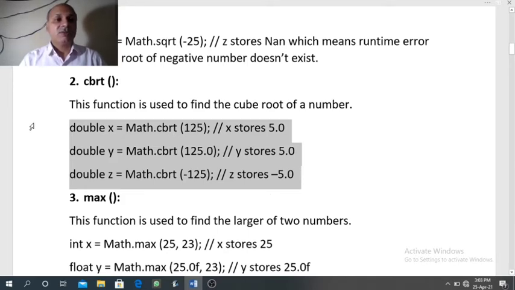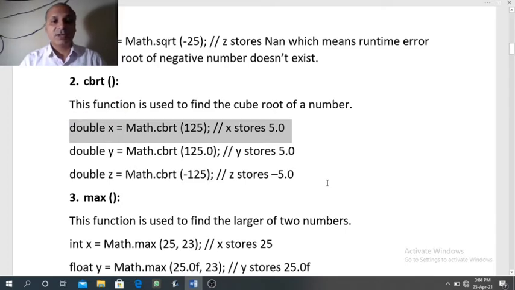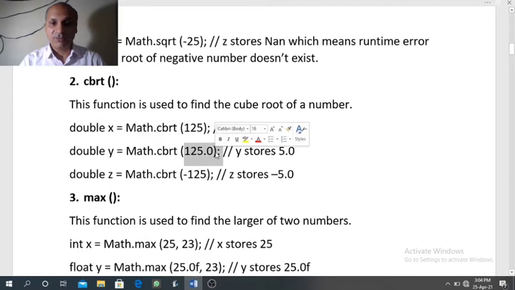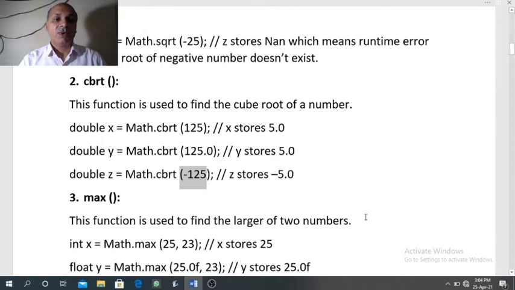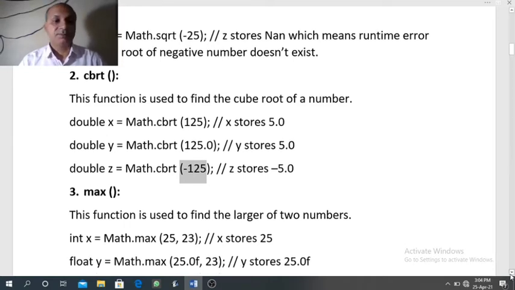When the argument is 125, the cube root of 125 is 5. But since the function returns a double value, the answer will be 5.0. In the same way, for 125.0, again 5.0 will be the cube root. Now, for minus 125, the cube root will be minus 5.0 because the cube root of a negative number is possible.